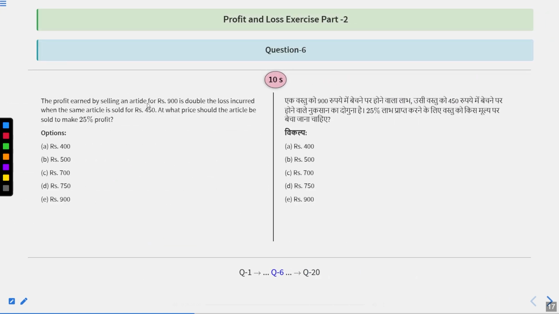The profit earned by selling an article for 900 rupees is double the loss incurred when the same article is sold for 450 rupees. At what price should the article be sold to make 25% profit? You have 5 options and 10 seconds to analyze the question. Your time starts now.